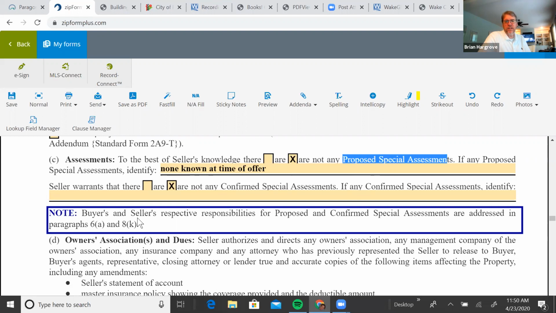And the contract also says if anything that you write in here is in conflict with what the contract says, guess what wins? The typed part of the contract. So you're wasting your time by putting none known, but if any, to be paid for by the seller under a proposed special assessment, because you're in conflict with what the contract already says. Okay? Are you good with that?